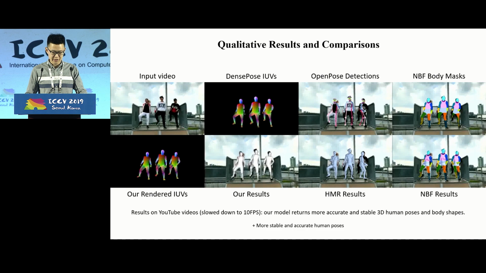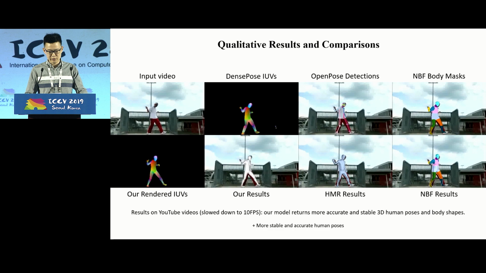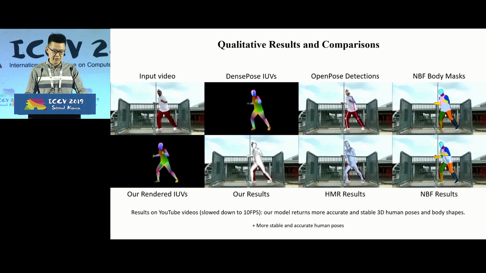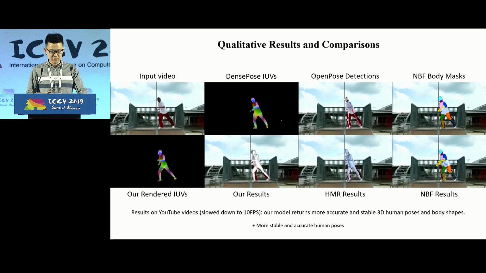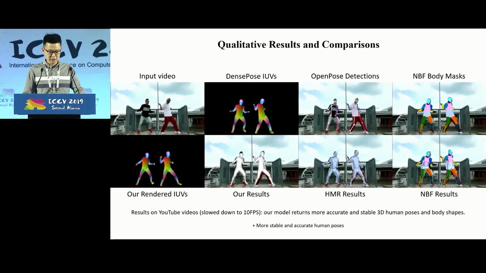Another thing I want to mention is that other methods always use center-cropped and scaled person images as inputs, so you have to run an additional 2D pose estimator to crop and scale the input images. But for us, because we use DensePose, which originally includes the detection framework, we can directly use DensePose outputs as inputs and just run our framework. So we do not need additional modules for multiple people 3D body estimation.